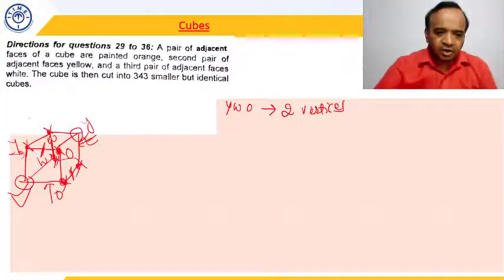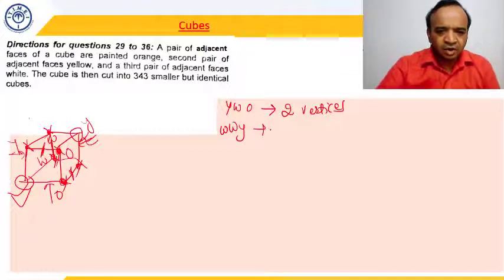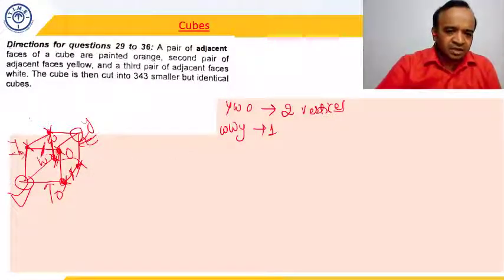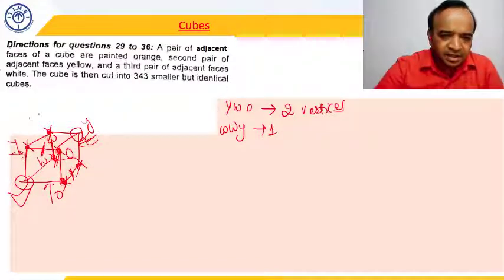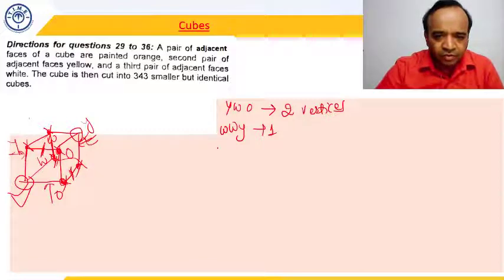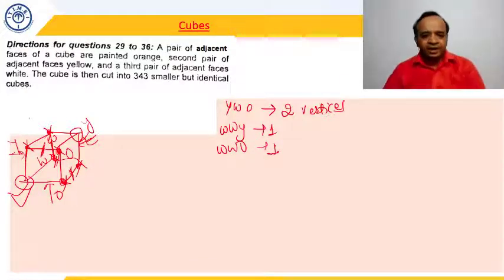And if I talk about white, yellow, how many? Only one, because there is only one with white, and the vertices joining this are related to orange and yellow. So if I consider this is one vertex, we have white, yellow, and another vertex we have white, orange, another is white, yellow. So white, orange is also available, and one vertex.